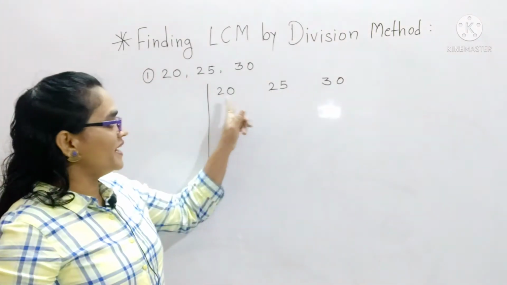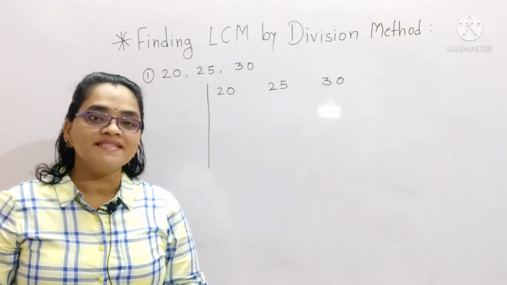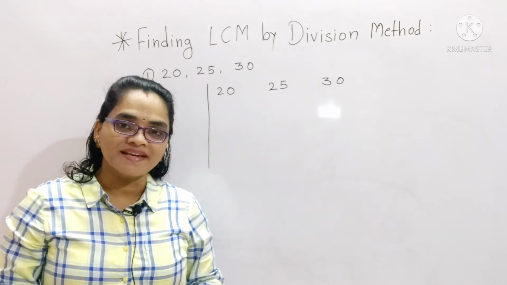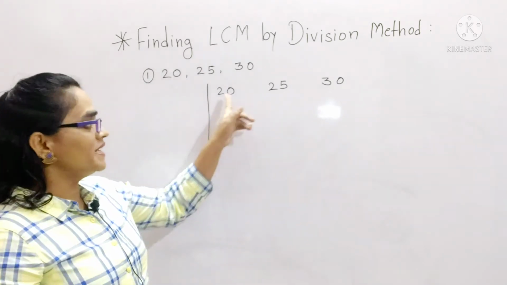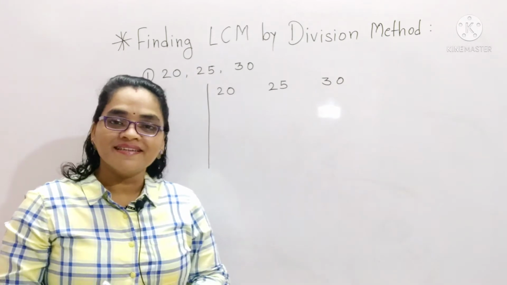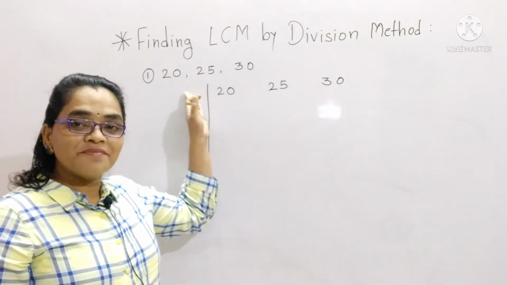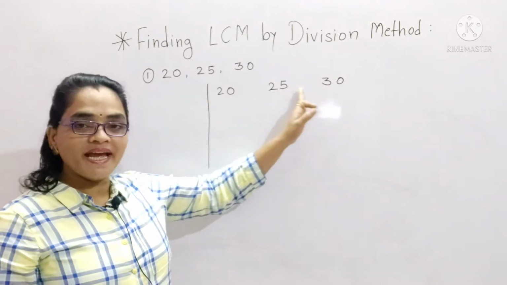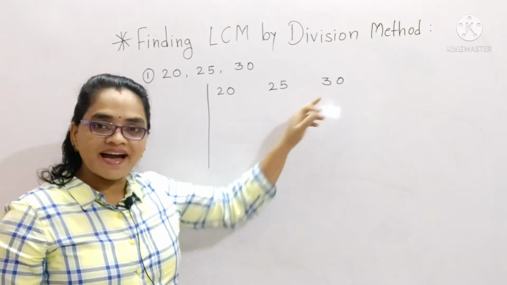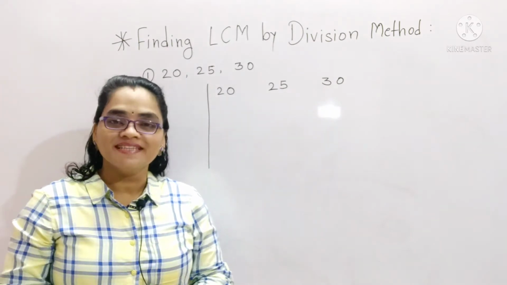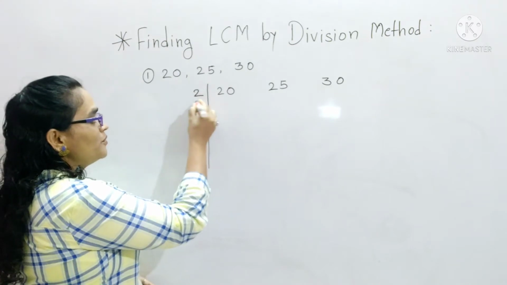Now divide the given numbers by prime numbers, as we find prime factors in the prime factorization method. Same process, but here all 3 numbers are written together and we have to find a prime factor which is divisible by at least any one number. Here 20 and 30 are even numbers. These numbers are divisible by 2. Then write down here 2.